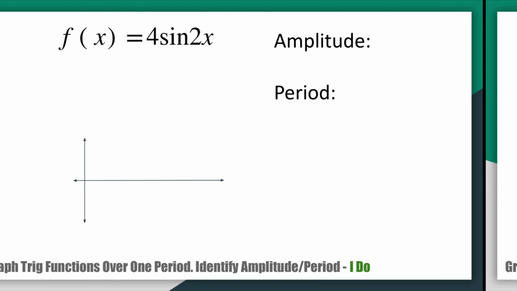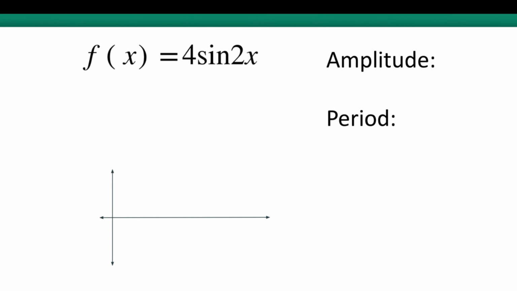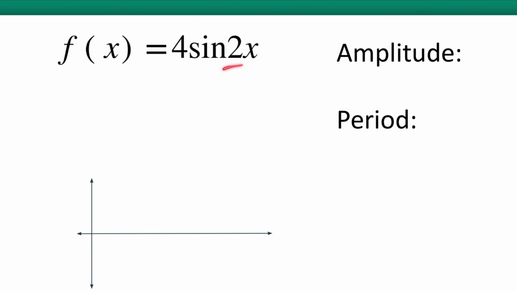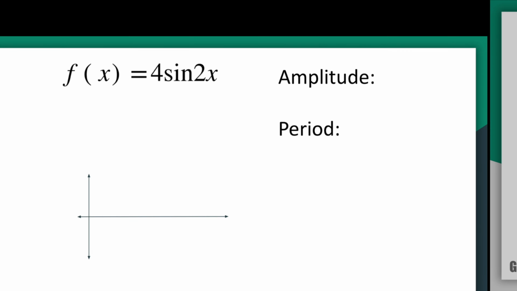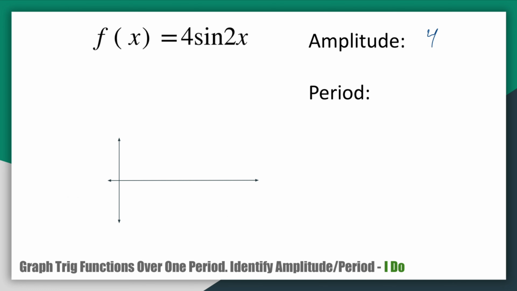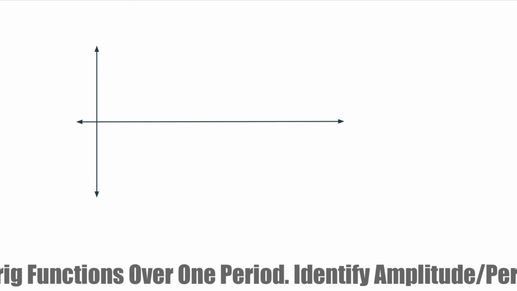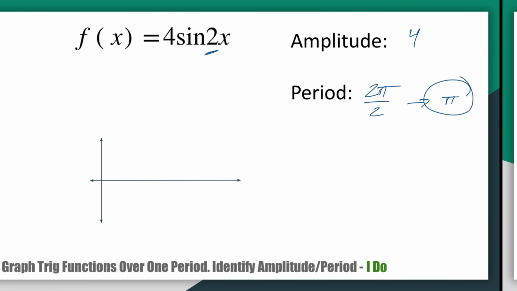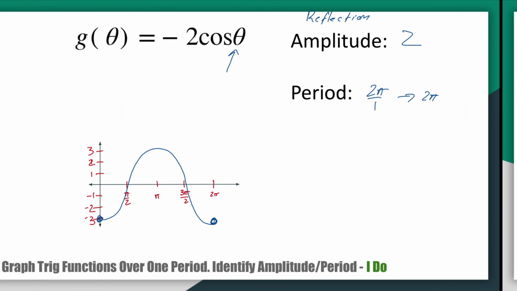Okay, I'm going to do this one. I'll give you the last one. All right? Now, we have 4 sine of 2x. Okay, so our amplitude is 4. And now this time we do have a b value of 2. So it's 2 pi divided by 2, or just pi as our period. Okay, now what this is going to do is it's going to make our graph look smaller. So here we went all the way out to 2 pi. Now we're only going all the way out to pi for a single period.